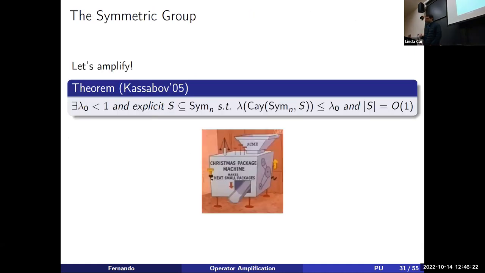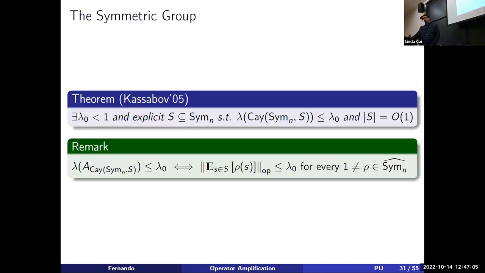Okay, all right, so now let's try to amplify. We have our main technical tool. Let's see how we can amplify. One group where it was hard to find constant size expanding generator sets was the symmetric group. For a long time, people did not know whether it is possible to get bounded degree expanders or not. And around 2005, Kassabov had a breakthrough result showing that yes, it's possible. For the symmetric group you can get bounded degree expanders. But the trade-off between the degree and the expansion for the symmetric group was far from the Ramanujan bound. So now let's start from Kassabov's generators and try to build something almost optimal out of this.